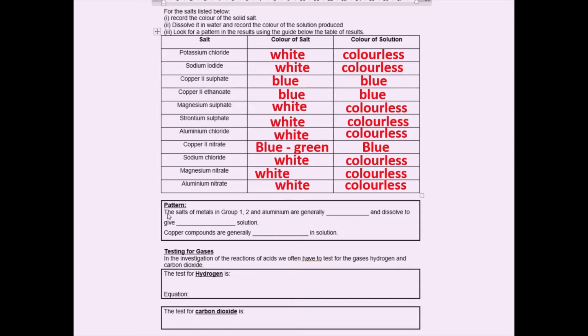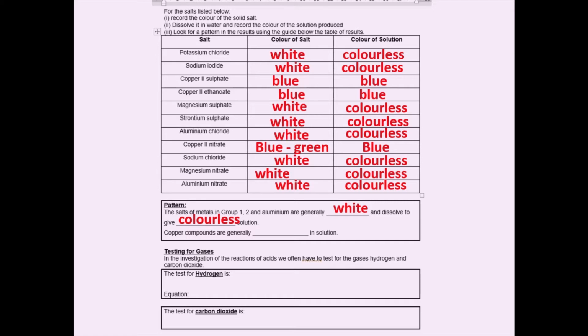So the key bit here is this. Here's the pattern. The salts of metals of group 1, 2 and aluminium, so if you look at that, those are potassium, sodium, strontium and magnesium, which are group 2, and then aluminium. So any salts of group 1, 2 and aluminium are generally white, and they dissolve to give us colorless solutions. So they want you to remember that. I think the easiest way to remember it is, if you think of sodium chloride, which is common table salt, you know it's white, so that helps you remember that. And then if you put that into water, it goes colorless.